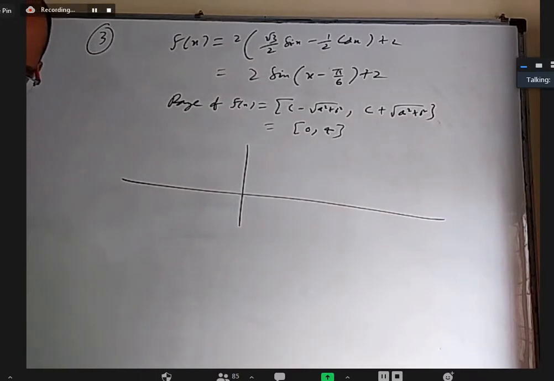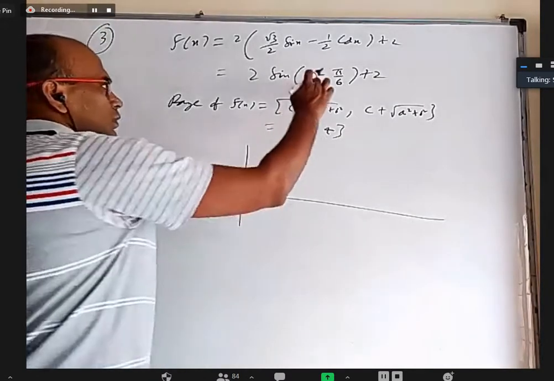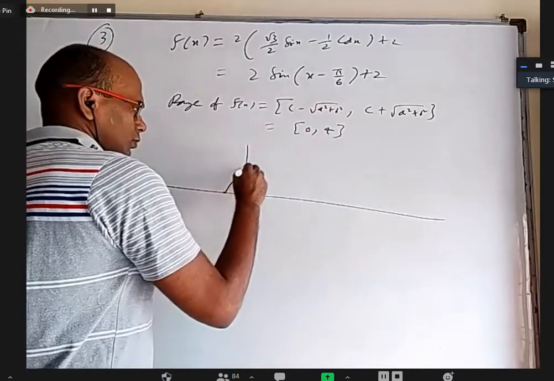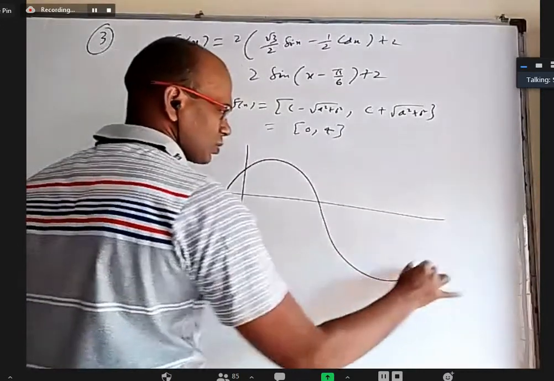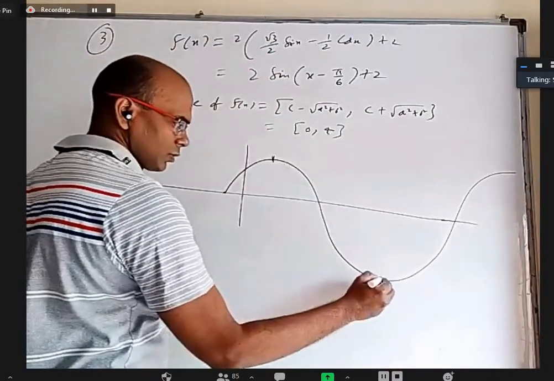Let us see. So 2 pi by 3 minus pi by 6, that is 3 pi by 6, that is pi by 2. Okay, anyway, this graph starts here and goes like this. And maybe we are covering from here to here.